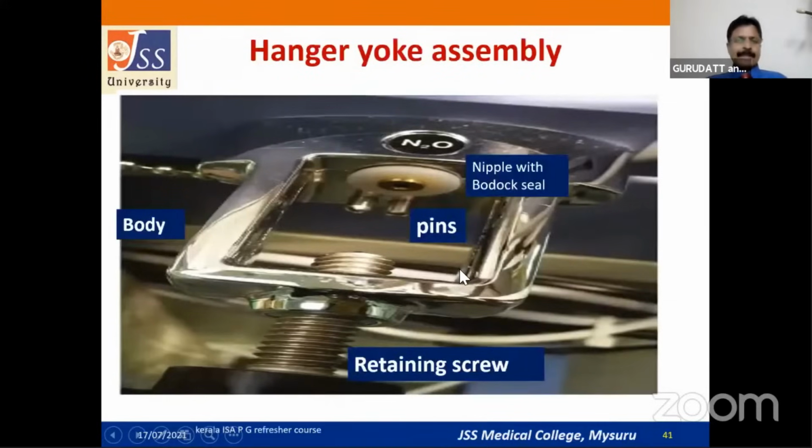Now coming to the hanger yoke assembly. So this is the hanger yoke assembly, which is there on the workstation or on the anesthesia machine. Usually it consists of a body and the retention screw or retaining screw. It is to retain the cylinder onto the workstation, and you have pins for the pin index safety system. You have a nipple here which goes into the port of the cylinder, and around the nipple you have the Bodok seal, which maintains a leak-proof connection between the cylinder and the machine.